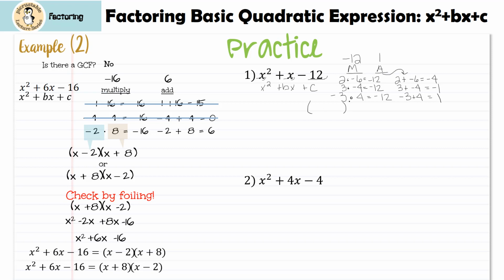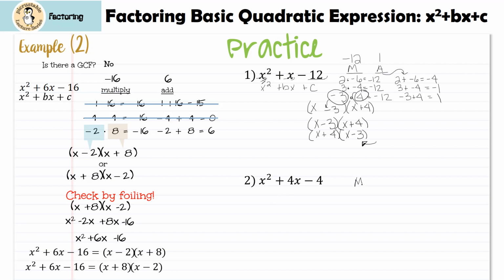Our next step is to make our parentheses. And since I have x squared, I'm going to have x and x. What goes on the inside? I'm going to put negative 3 here, or subtract 3, and then add 4. And that's it. Let me write it out a little nicer. Perfect. You can also have x plus 4 times x minus 3. Now I'm going to let you FOIL those on your own, but guess what? We're right. Let's look at the next one.